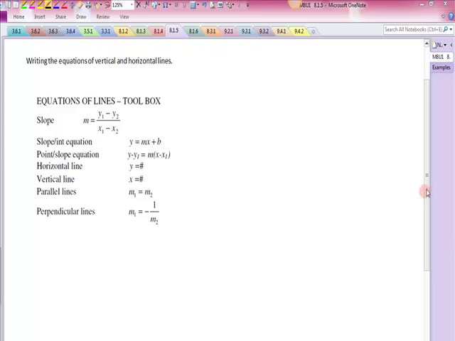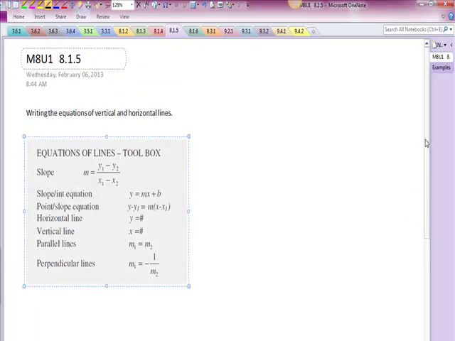All right, in this lesson, which is 8.1.5, we're going to write equations of lines. That's what we've been doing for a few lessons. And this one may be one of the easiest to do, but it does require a little memorization. This one is writing the equation of vertical and horizontal lines.